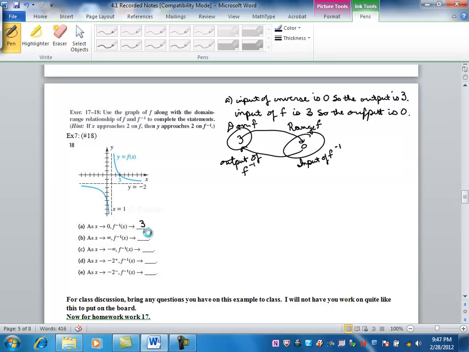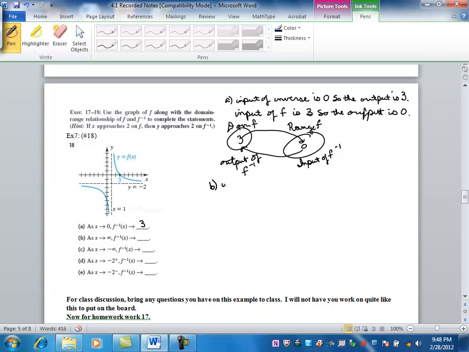Okay? You say, "Ooh, Kev, that was a little confusing. What else can you do for me here?" Well, let's look at B. Let's look at B here. Now, notice on B it says as x approaches infinity, what's f inverse of x doing?